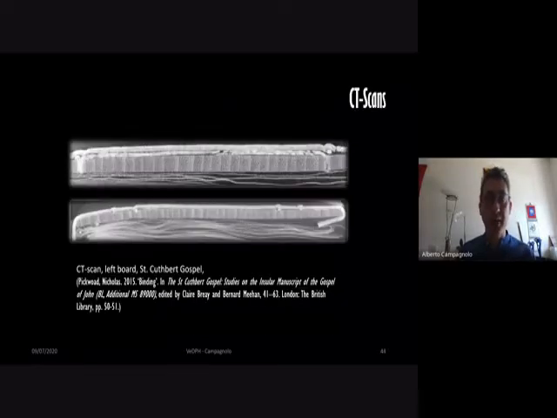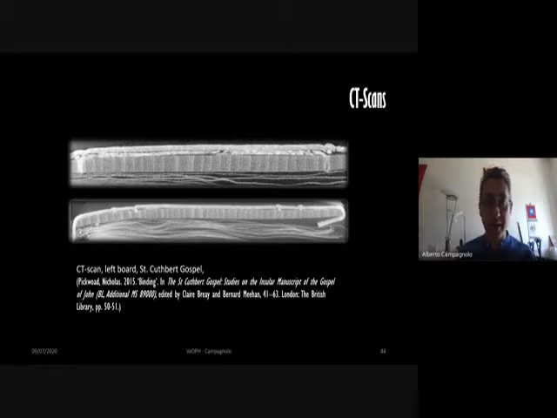And more recently, we have CT scanning that has been applied to books. Now, the resolution of CT scans didn't used to be high enough for us to actually do much with objects. Now, with micro CT scanning and different technologies, we are getting to the point where we can use it to identify features within the books.